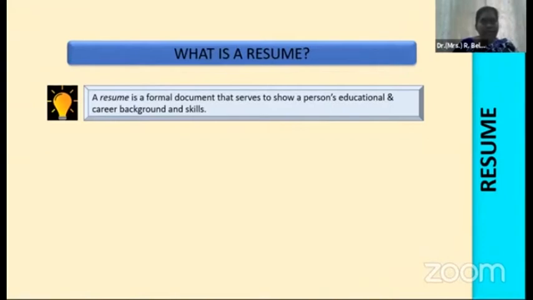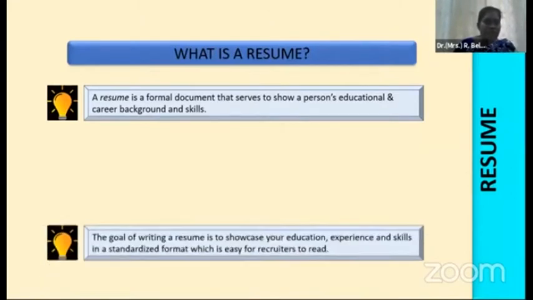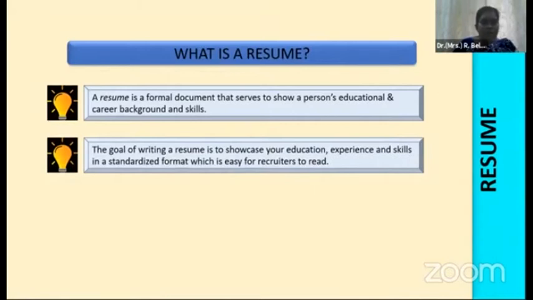If you go to a hotel, they will give you a menu card. If you go to buy something, a car or something, they give you a brochure. So it is something like that about you. How you have it and what it contains matters a lot. The goal of writing a resume is to showcase your education, your experience and skills in a standardized format.